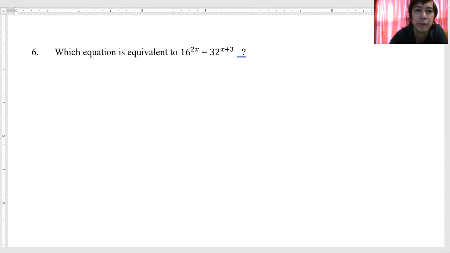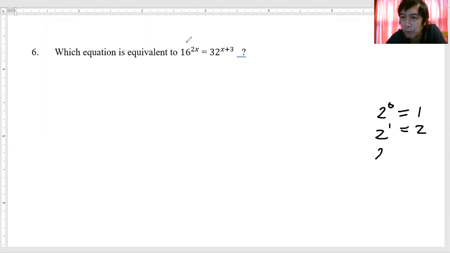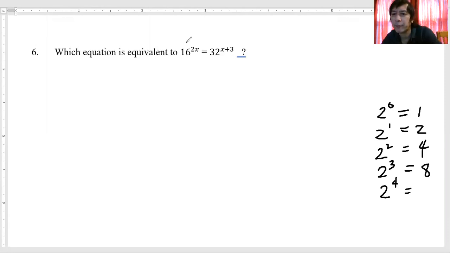So if you will recall your powers of 2, we have here 2 to the 0, that's 1. 2 to the 1, that's 2. 2 to the 2 is 4. 2 to the 3 is 8. And 2 to the 4 is, how much is that? 16, yes. And then 2 to the 5 is 32. There. So the 16 and the 32 can be expressed as powers of 2.